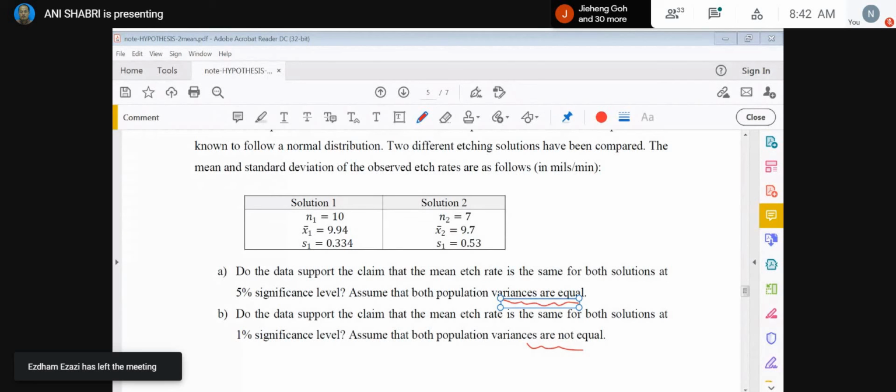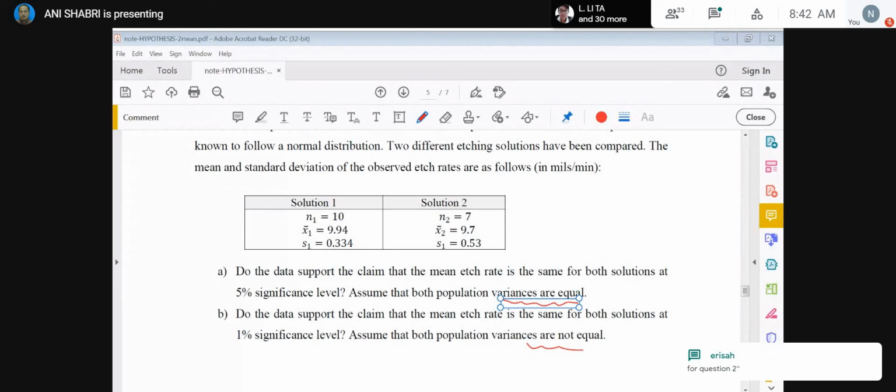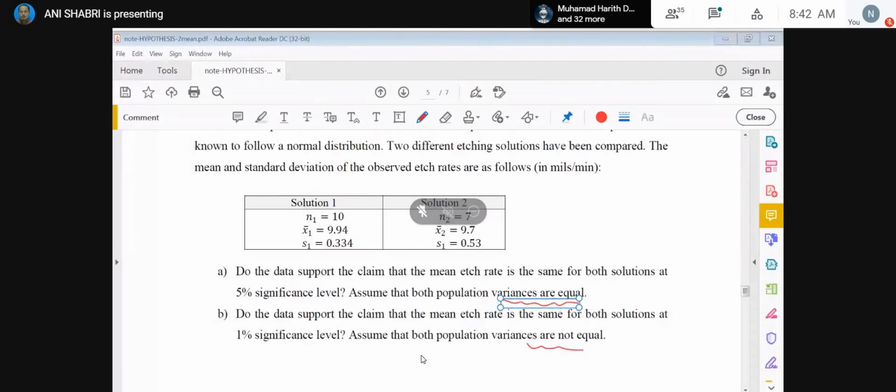Okay, Nur Iqbal ada tak? Nur Iqbal? Nur Iqbal tak ada. Okay, tak ada, tak apa. Okay, Nur Syafika ada? Nur Syafika pun tak ada.